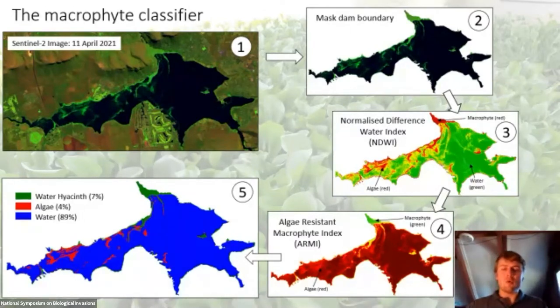In step four, I then apply my own index to the image, which is optimized for detecting macrophytes, but not algae. That helps me separate between the two classes, which, as you can see in picture three, are not that well separated. And then in picture five, the final output is an image which gives a percentage cover of the three different classes.